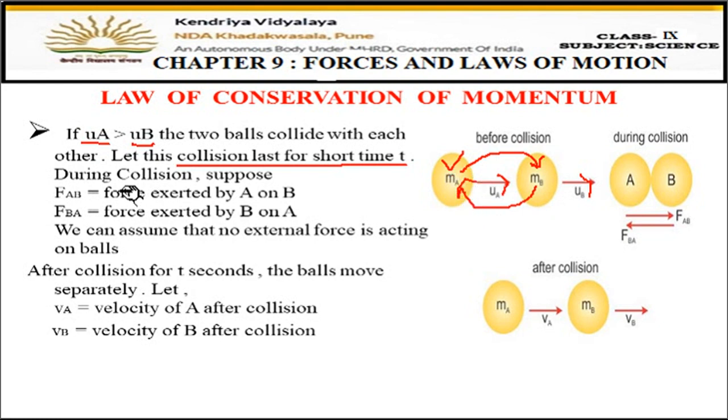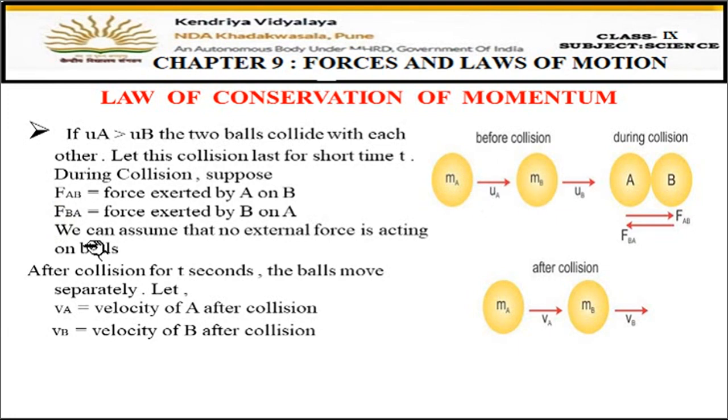So during collision, suppose FAB is the force exerted by A on B. AB written means A is applying force on B. And FBA means the force exerted by B on A. Remember children, don't get confused. If the first letter written is A, that means A is applying force on B, and if the first letter is B, that means B is applying the force on A. So these are the forces which each body applies on the other during collision.